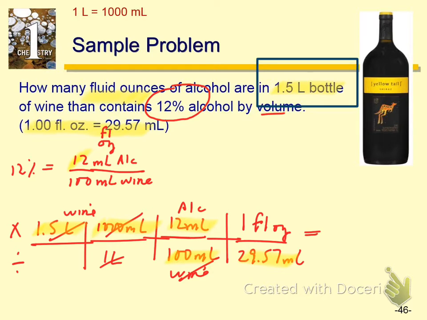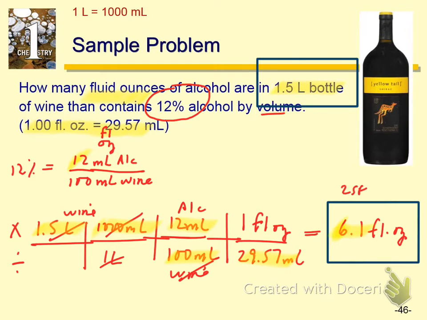And what did we get? What did you? 6 point what? 6.1. So we get 6.1, and our units are going to be fluid ounces. Anybody else get that? 6.1? Okay. 6.1. We put that in two significant figures. And the reason that we put that in two significant figures, the calculator probably said much more than that, right? Calculator said what? 2 point... lots and lots of digits.